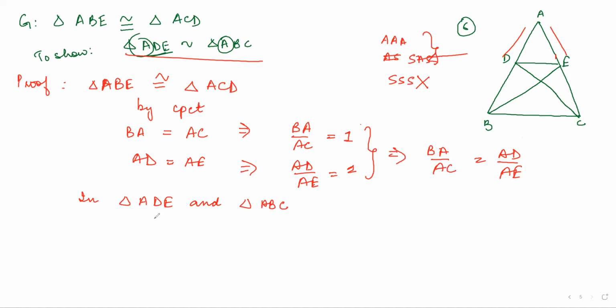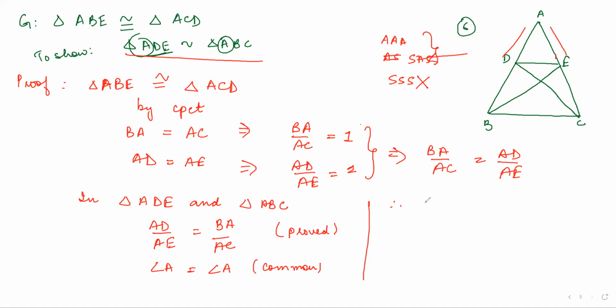Because ADE I'm writing first, I write AD upon AE is equal to BA upon AC, right? This is actually proved. And angle A is common. So which criteria? So therefore, by SAS criteria.